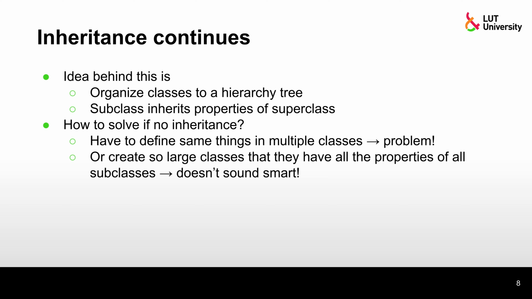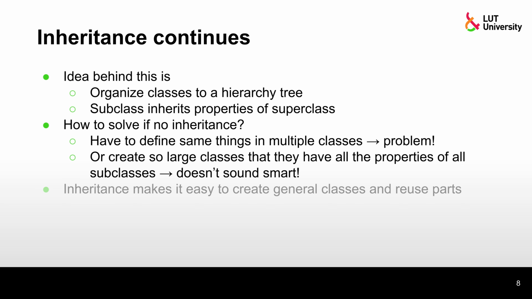Or we could create a large class. For example, this unit would be our class. It would have everything inside of one class. And that doesn't sound smart either, because then the unit class could do all the things that university could do and all the things that the department could do. And then again, department does not have the right to do the things that the university does. So it's not wise. So inheritance makes it easy to create general classes and reuse parts of code. And this code reuse is extremely nice when you are inheriting features from other classes.